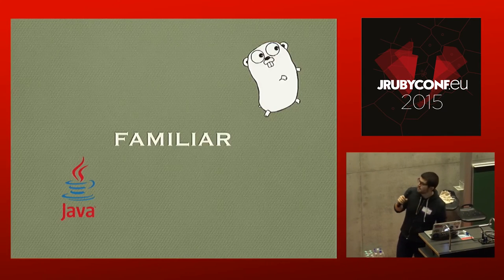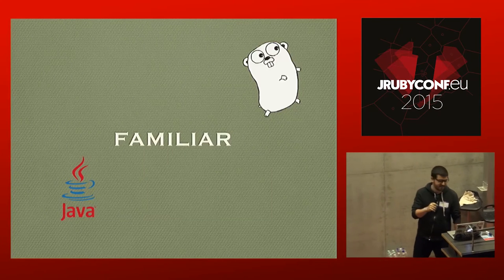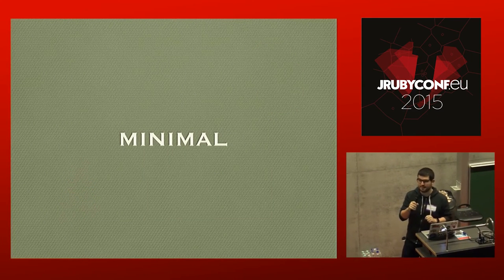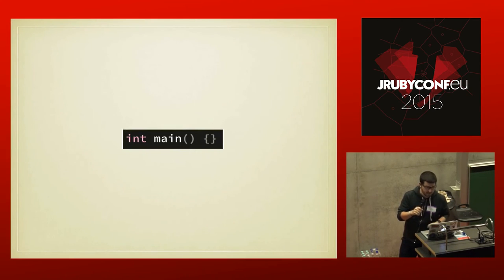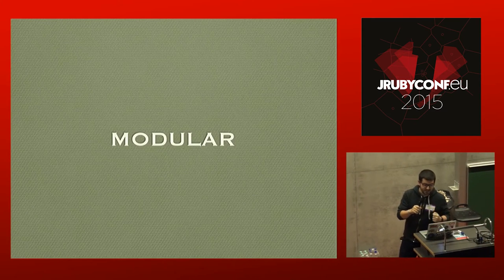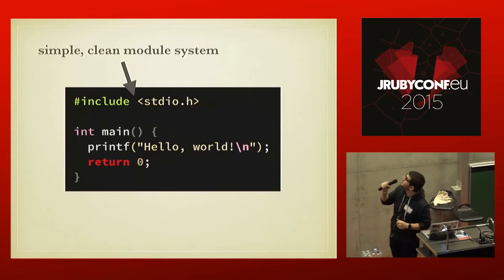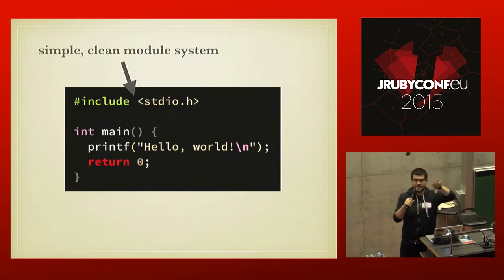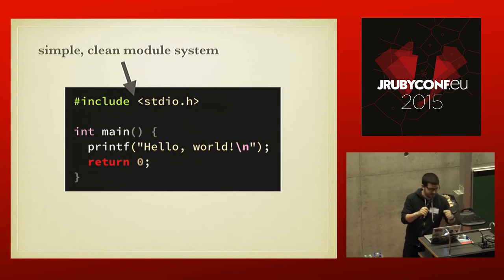Most of you will be familiar with it if you've done any Java or Go. So it's easy to learn. Don't worry about it. It's super minimal. It's not bloated at all. This is the minimum program you can write in some compilers of it. It's also very modular. It has a module system. It's called the C preprocessor, and you can just include other modules so you can have your application separate in different files. It's really cool.